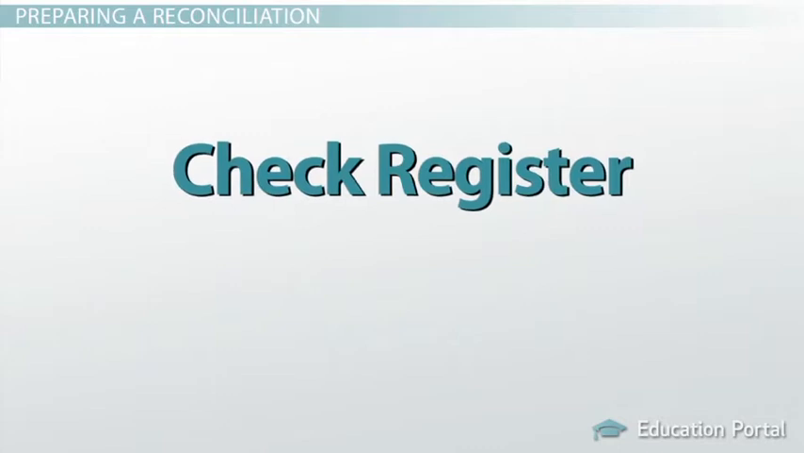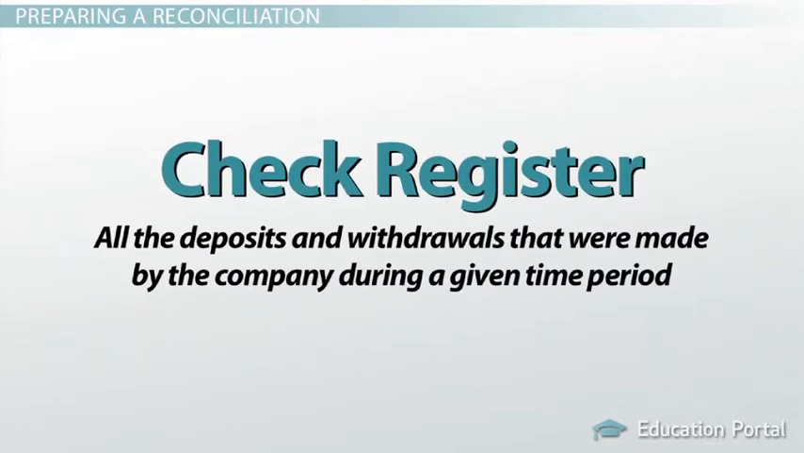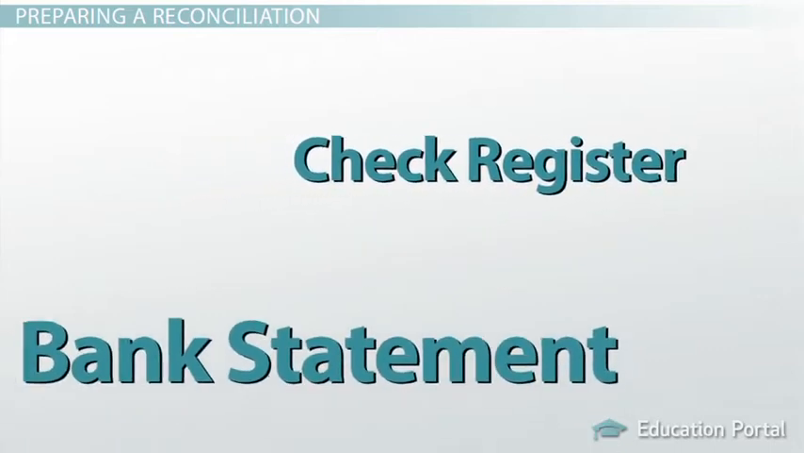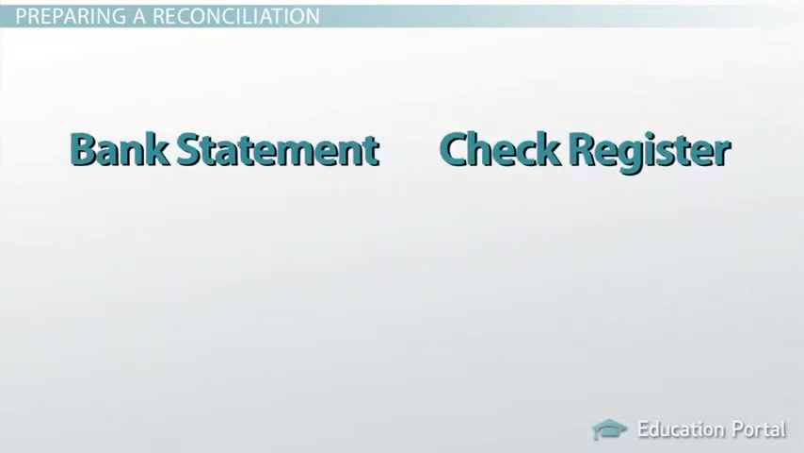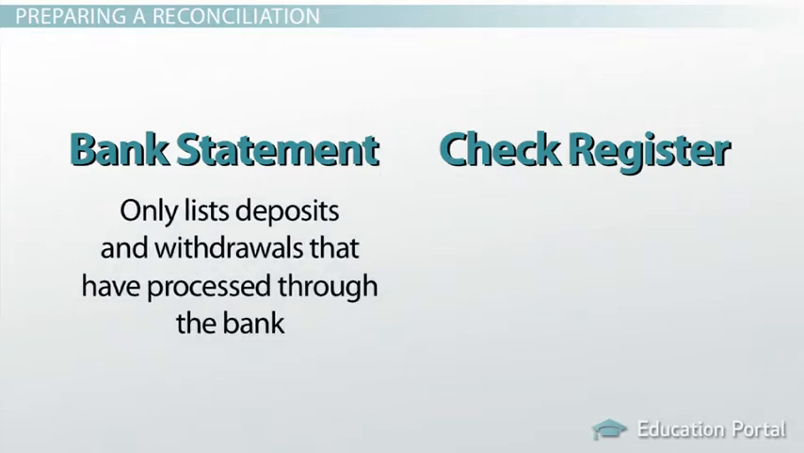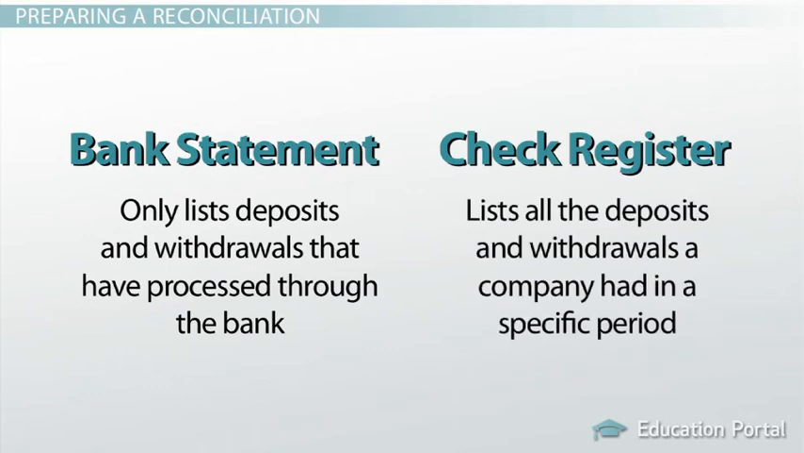The check register will show all the deposits and withdrawals that were made by the company during a given time period. There's one key difference between the bank statement and the check register. The bank statement only lists deposits and withdrawals that have processed through the bank, while the check register lists all the deposits and withdrawals that a company had in a specific period, regardless of if it has cleared the bank or not.